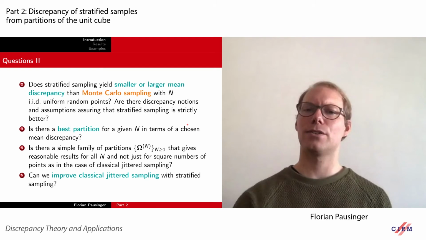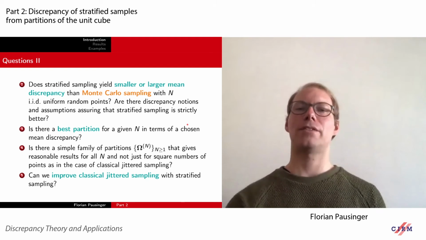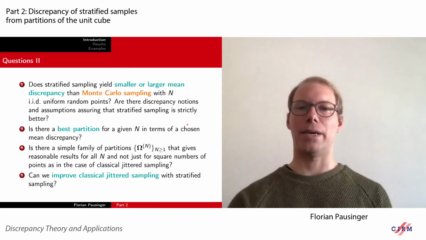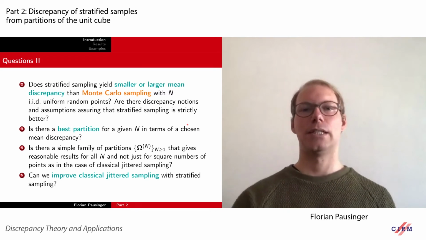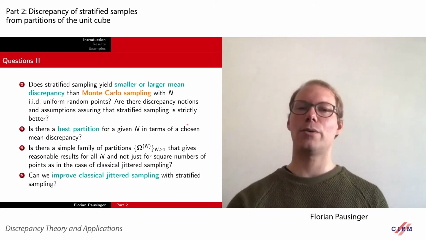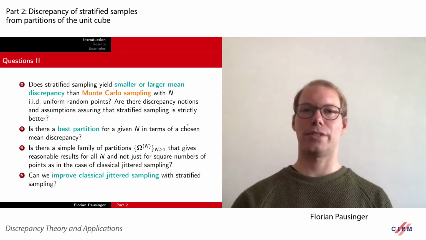And finally, can we actually do better than jittered sampling, or is jittered sampling already the best, at least for square numbers? So these are the kind of questions we were interested in, and in the following I will present some of our results.